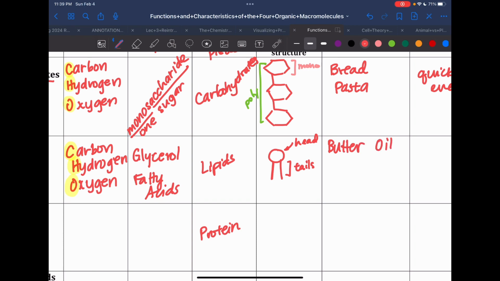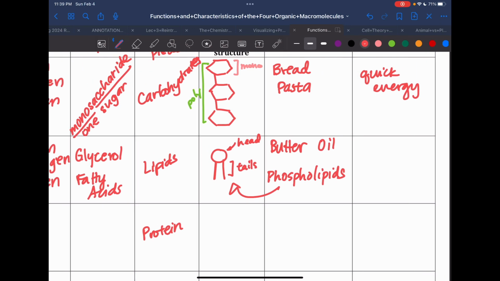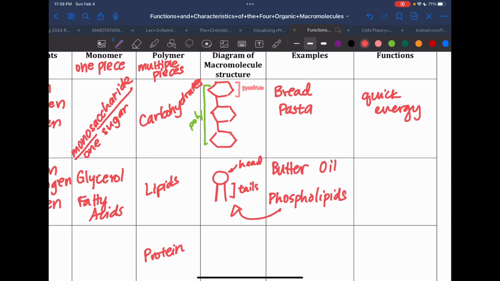A little bit later, we're going to come across a word called phospholipids. So I'm just going to throw that out there, but this is a phospholipid, right? And then the function of that, the video mentioned long-term energy, and it also mentioned membranes.